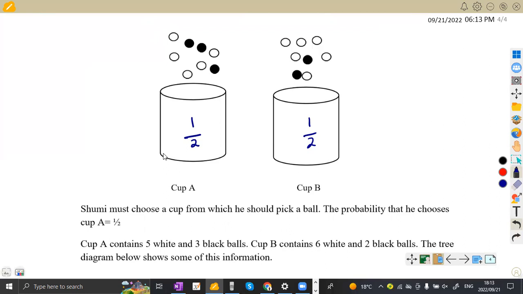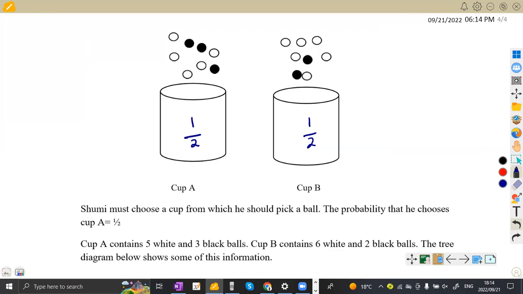So about my outcomes, now we are just having two cups. So which means it's a half, just like a coin, head or tail. He starts by picking a cup to work on, which means cup A or cup B. He cannot pick both. So there's a probability on these cups.